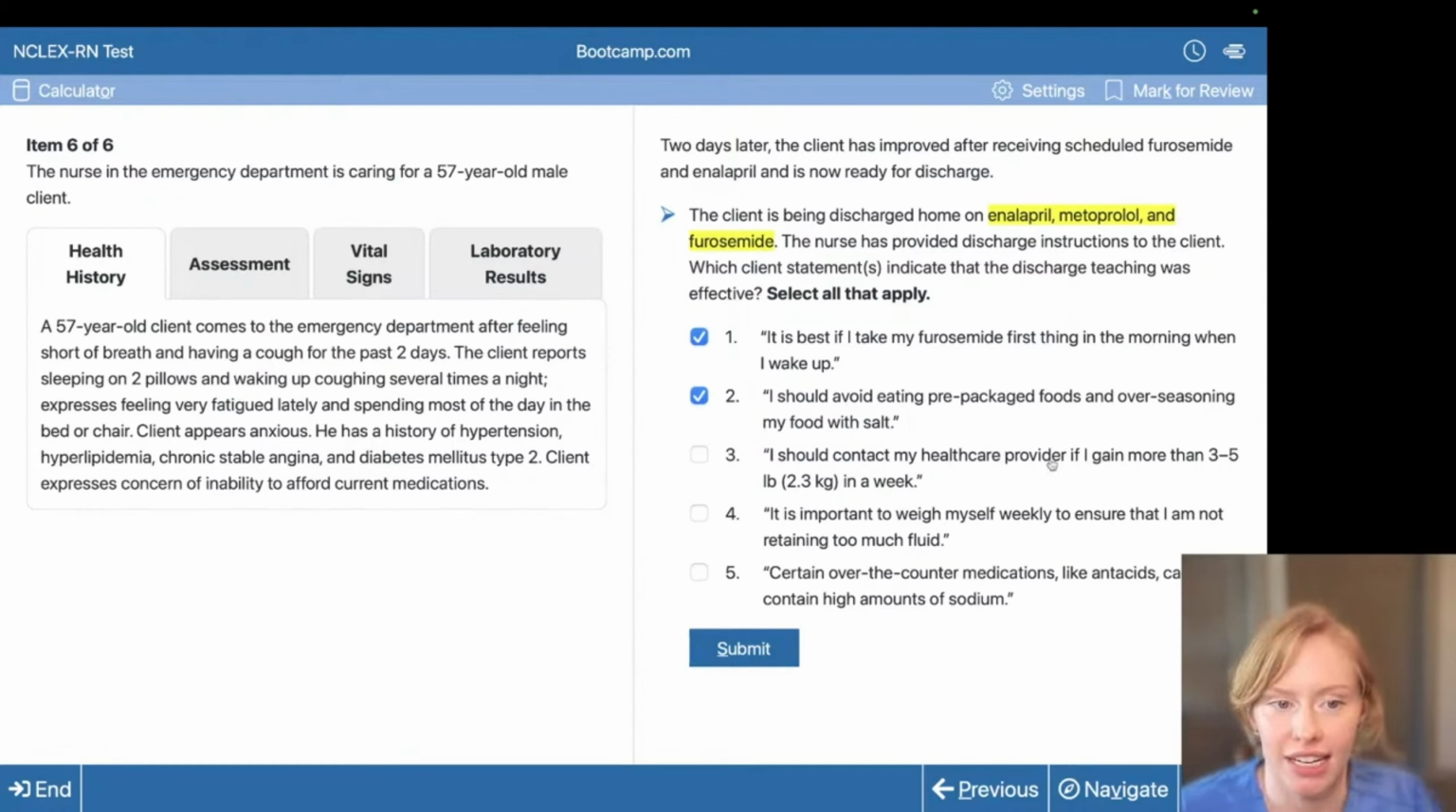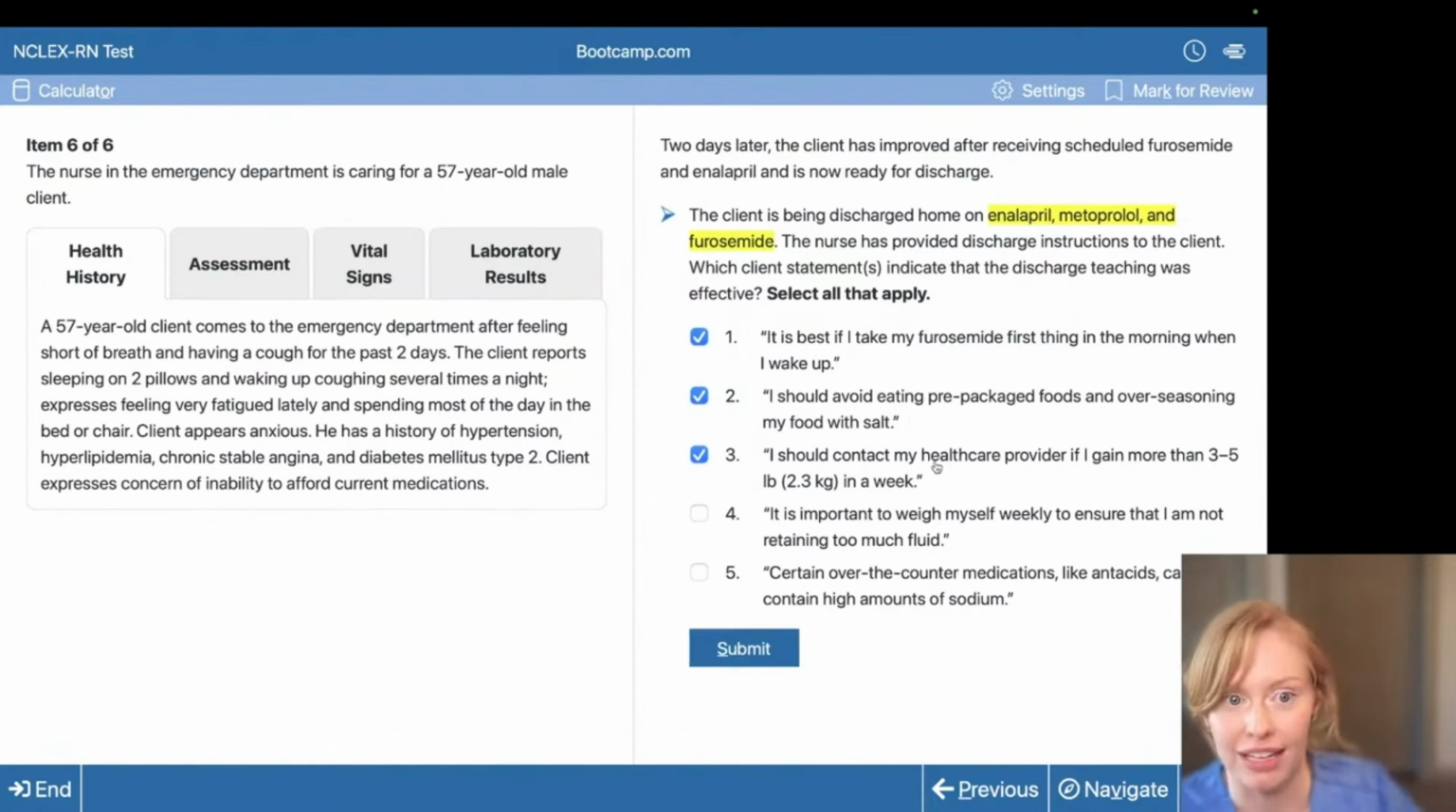Then should he contact the healthcare provider if he gains more than 3 to 5 pounds or 2.3 kilos in a week? Nobody gains fat this quickly. If they gain that much weight that fast, it's fluid they're retaining. And so that way they can up their dose of furosemide, come into the hospital, and we can prevent a heart failure exacerbation, which can be lethal.